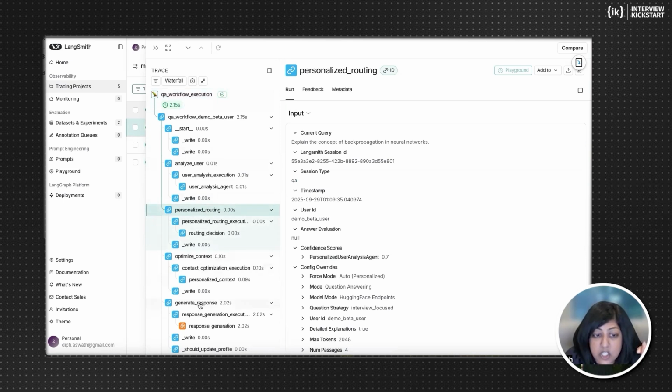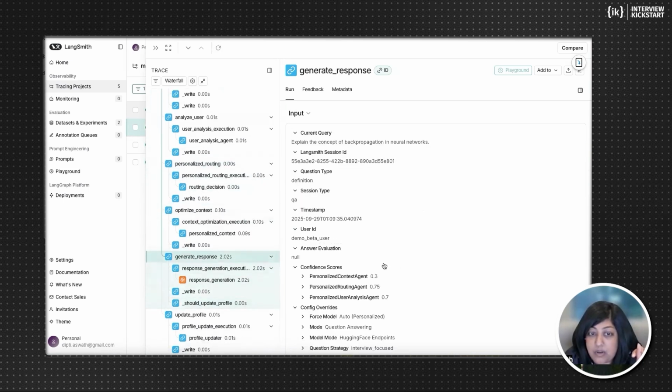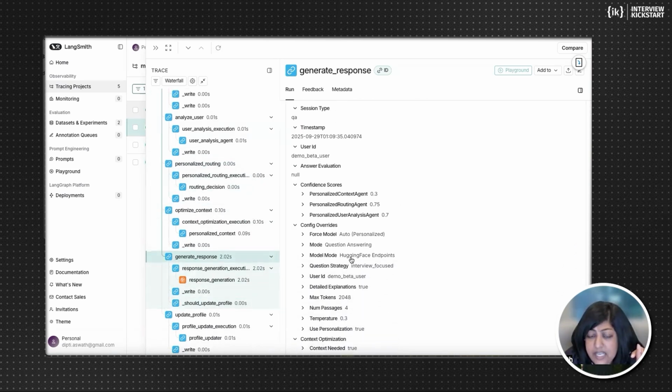Let's look at the generate response workflow step. You will see that the three other agents that came before it, the personalized context agent and the routing agent, generated certain confidence scores. By the way, this is all functionality that I've coded into ML AMP.